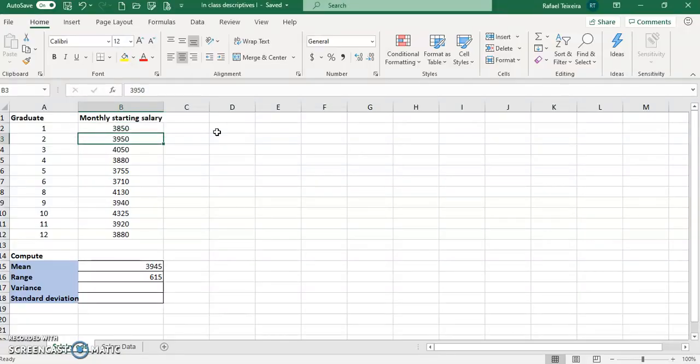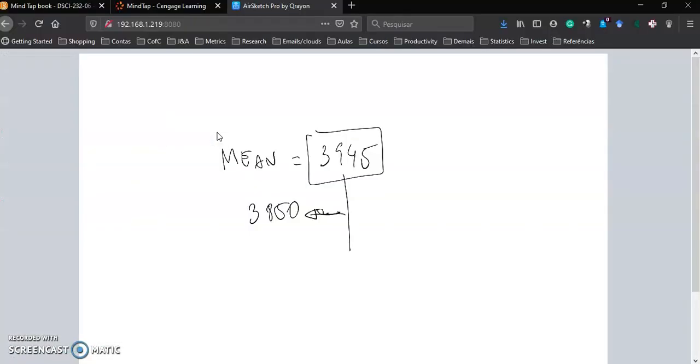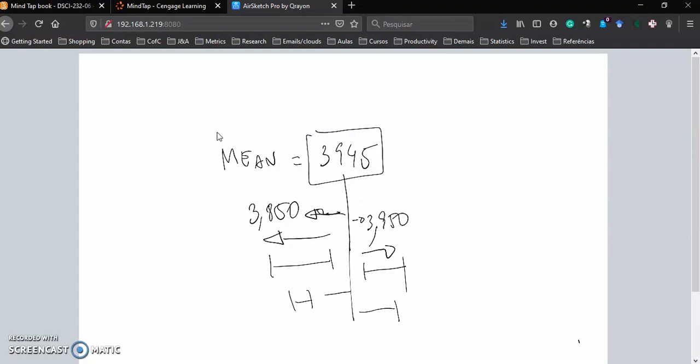The second value is 3,950, so it's right here. In the variance, we are measuring the distance between each one of these data points, and we have many data points. So how much they vary around the mean, how far they are from the mean, both above and below.